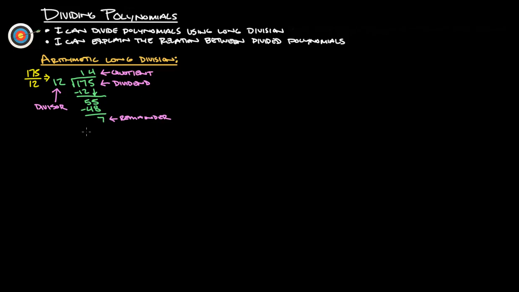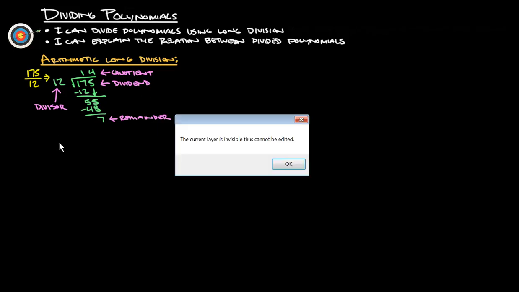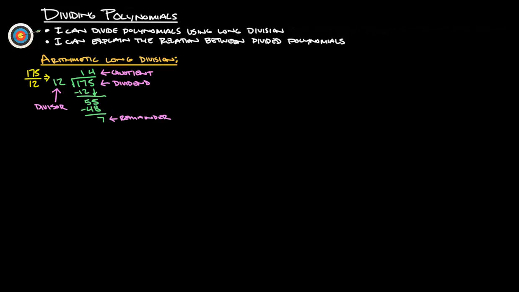So we write our answer as, not 12, but 14, and 7 twelfths, right? Because we've got 14 full things come out of that, and we have 7 left over, 7 of those 12, so 14 and 7 twelfths.